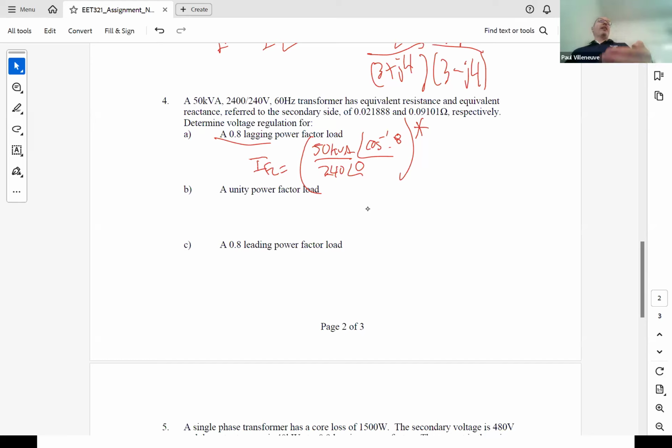All right, so you do it with 0.8, you do it at unity, which we just talked about, which is 0, and then you do it at minus 0.8, because for a leading power factor, we know that our full load is going to have a positive angle of theta. So if you plug that into here, you need to make sure you have a negative sign, right, for the value to make sure that you have a leading current. Okay.